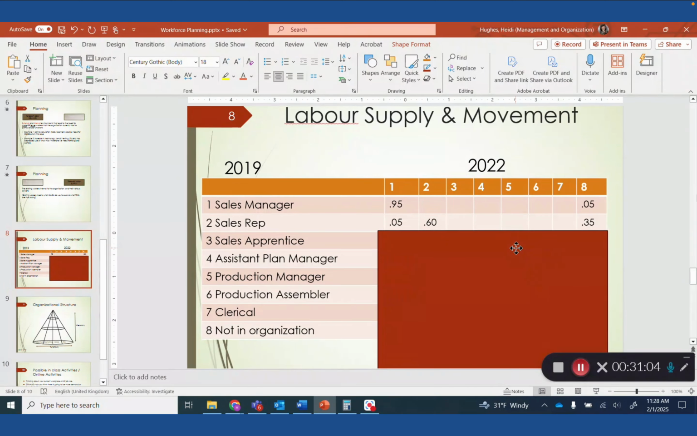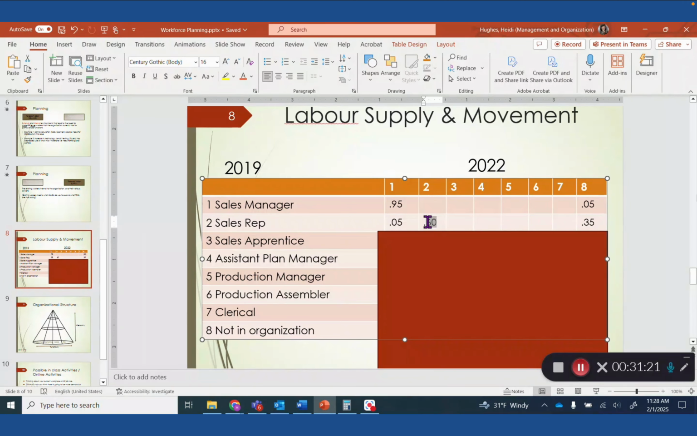Okay, let's move down to our sales representative position. Now, let's start with how many people are staying in that position. So sales rep is row 2, column 2. In a 3-year period of time, we really only have 60% of our population staying in that job. Where has the other 40% gone in a 3-year period of time?